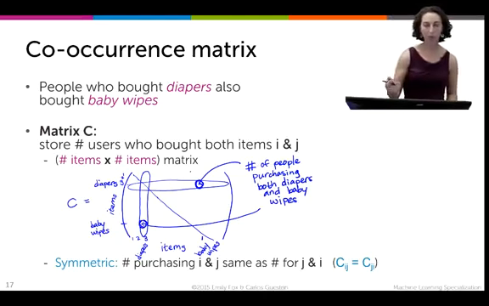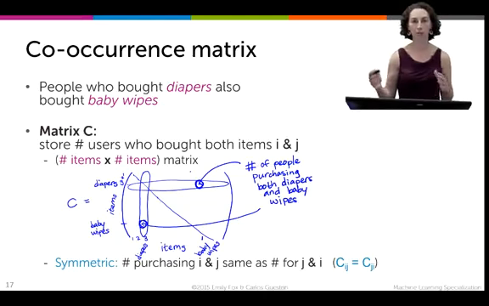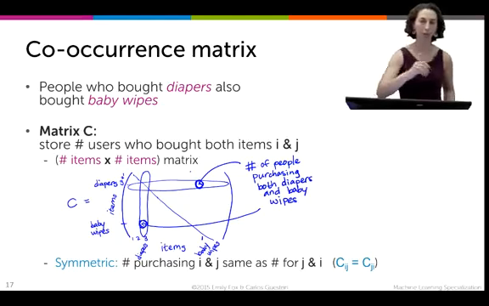Okay, and just to reiterate, the way we're going to build up this co-occurrence matrix is we're going to search through all the users' histories of purchases they've made and count. And every time we see a purchase of diapers, we'll add one to that entry for diapers along with all the other items. We're going to keep incrementing that matrix as we're searching over users.